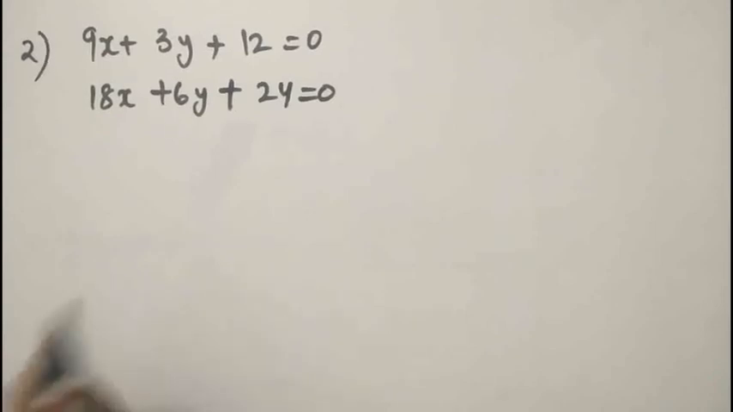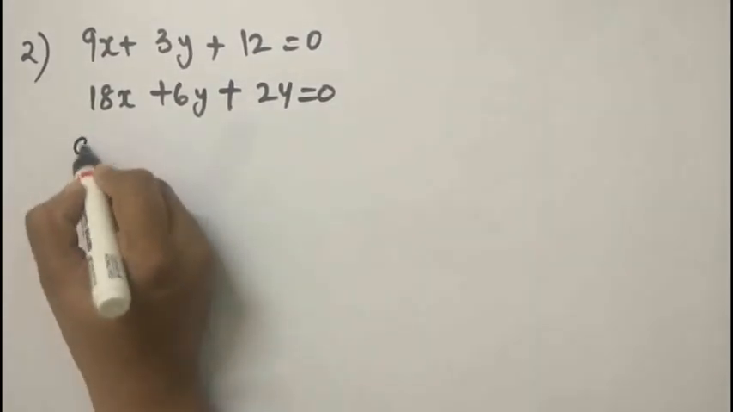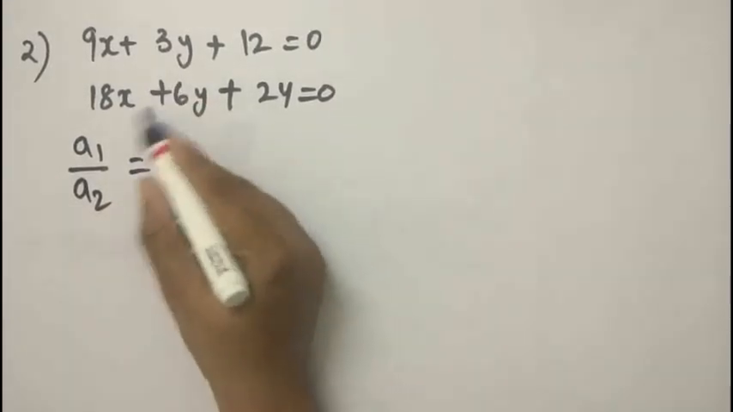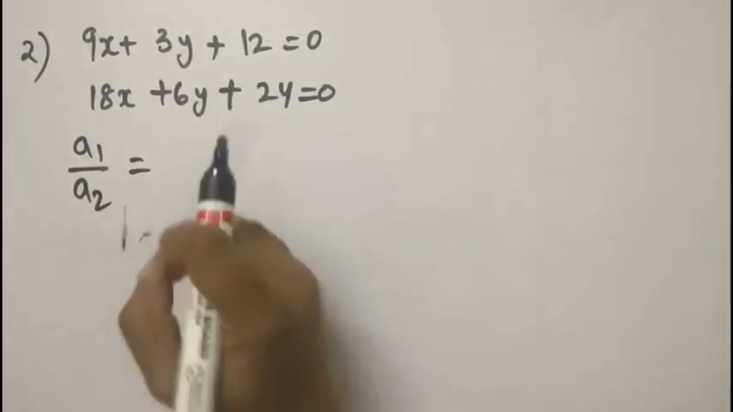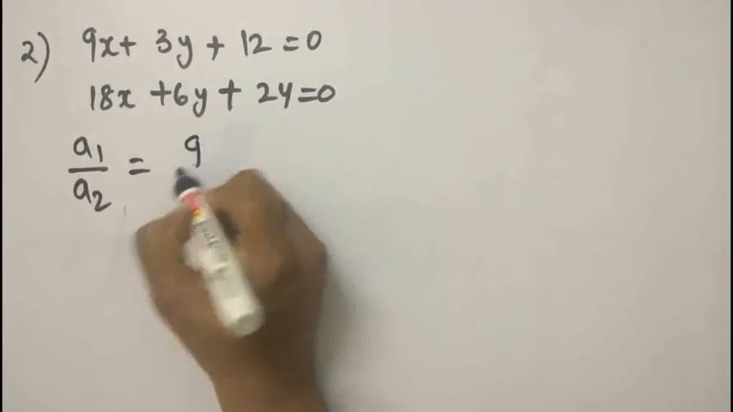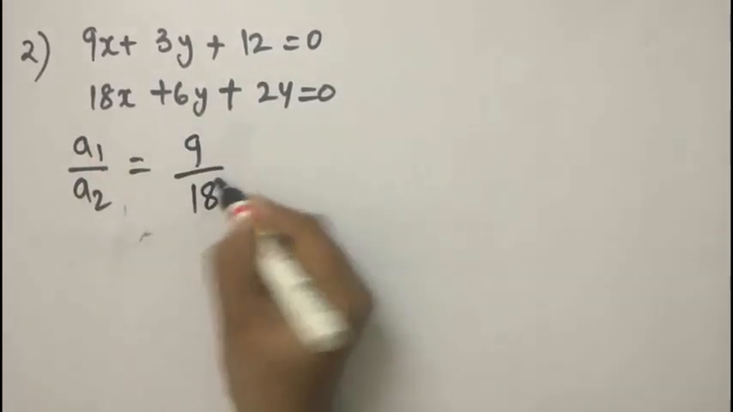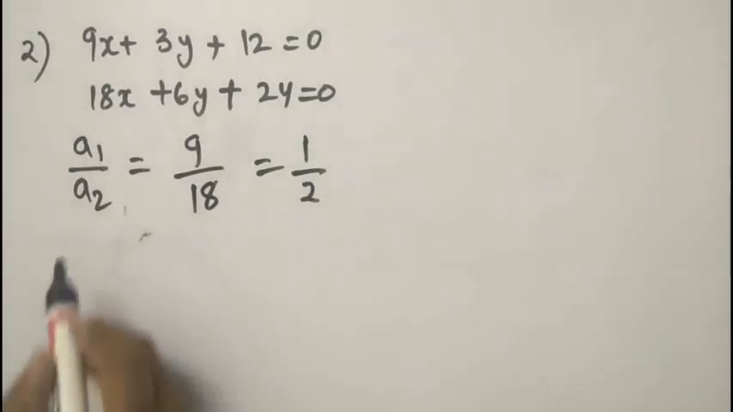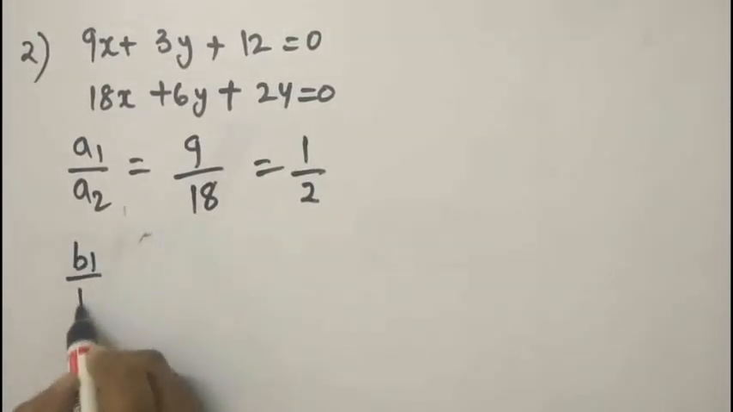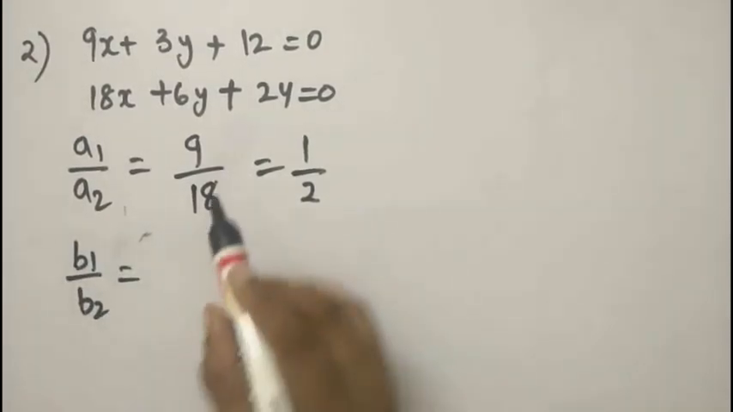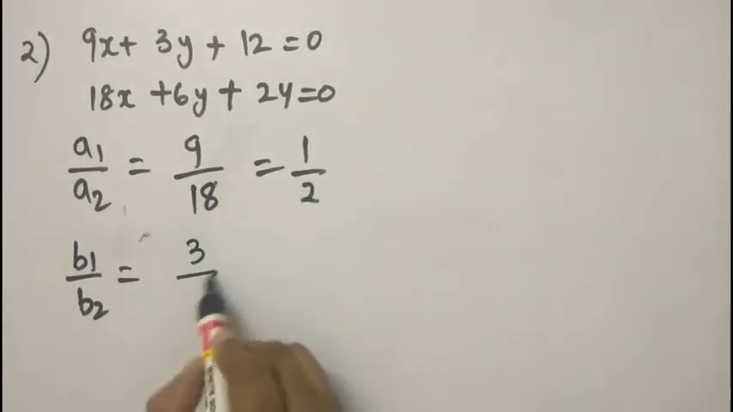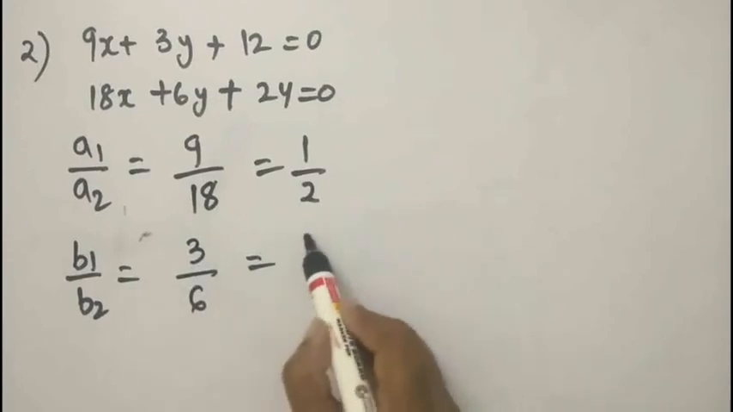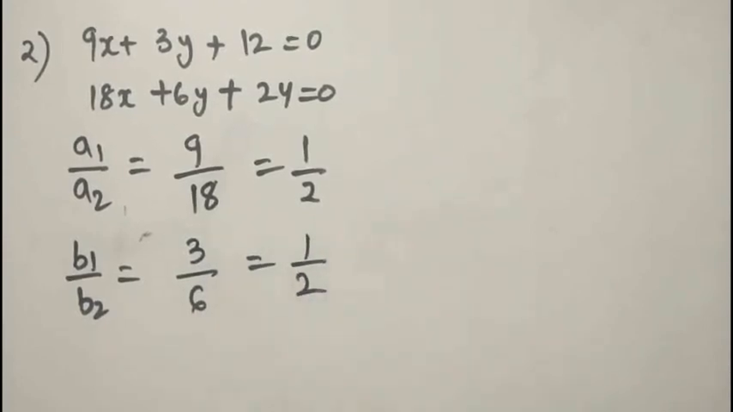Suppose they have given this pair of equations. Now find a1 by a2. This is equal to, in place of a1 you have 9, a2 is 18, is it not? This is equal to 9 ones and 9 twos, so you will get 1 by 2. Now calculate b1 by b2. b1 by b2 means here it is 3 and here it is 6, is it not? So here 3 ones and 3 twos, you will get 1 by 2, is it not?